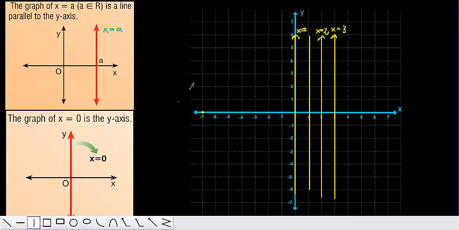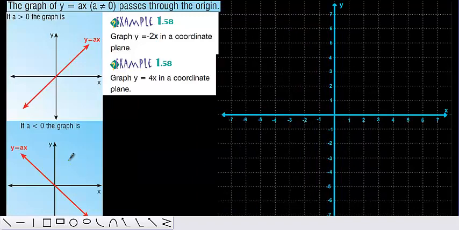So the line passing through the point (7, -7) and parallel to the y-axis is going to be x is equal to -7 line. Okay, now we are going to find the y is equal to ax line.